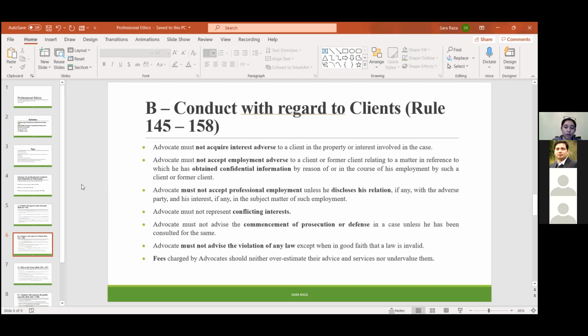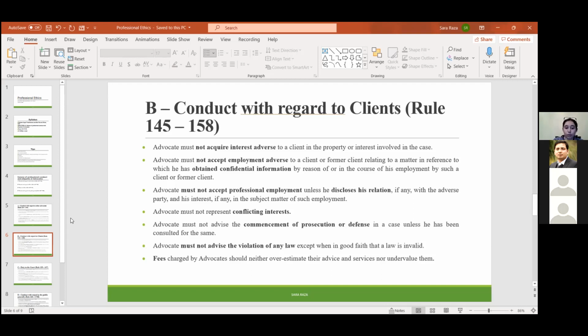An advocate must not accept professional employment unless they disclose if there is any relation they had with adverse parties. So you cannot, as an advocate, accept professional employment, which means accept a case, unless you disclose that you had an interest with an adverse party of the same case. And an advocate should not represent any conflicting interests.